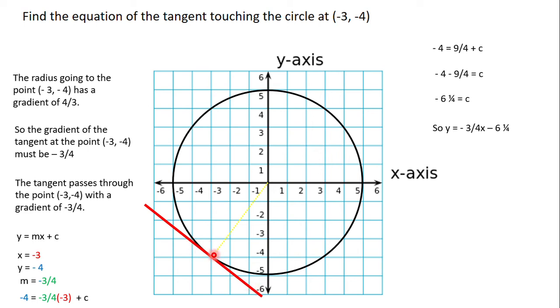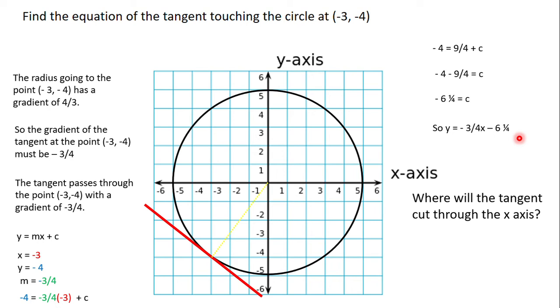The first thing we did was we worked out the gradient of the radius. Then we understood that the gradient of the tangent is going to be perpendicular to the radius. So if this is 4 over 3, this is going to be minus 3 over 4. Then we substituted into y equals mx plus c to work out c, and we've worked out that c is minus 6¼. So the equation of the line is y equals minus 3 over 4 x minus 6¼. It doesn't stop there. You can be asked further questions such as, where will the tangent cut through the x-axis?